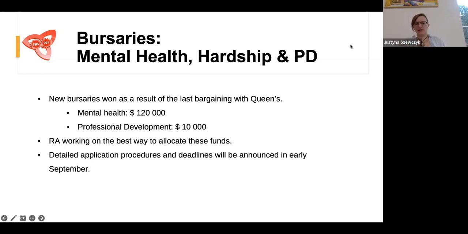We don't have yet detailed procedures and deadlines to apply. We have an RA working on figuring out the best way to manage this fund in the most equitable and accessible way for our members. We are aware of the fact that September has already started. So shortly, we will make an announcement regarding deadlines and application procedures. So be on the lookout. And again, it will be in the newsletter, but be on the lookout.